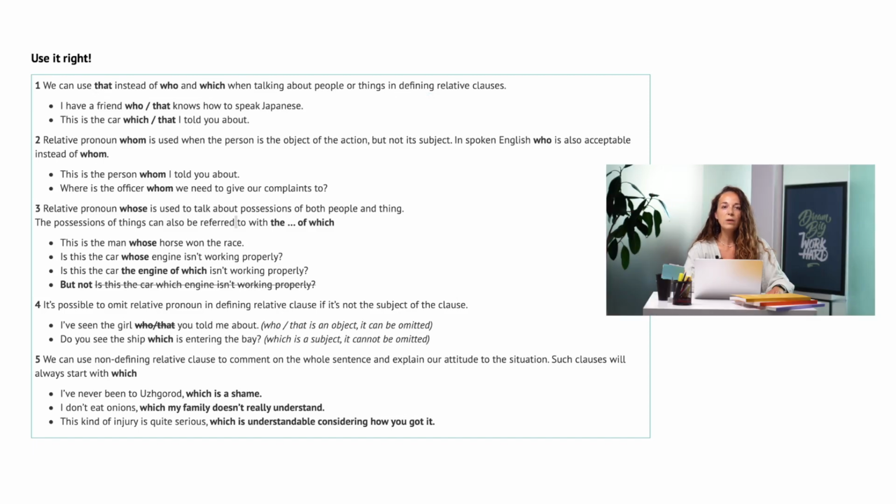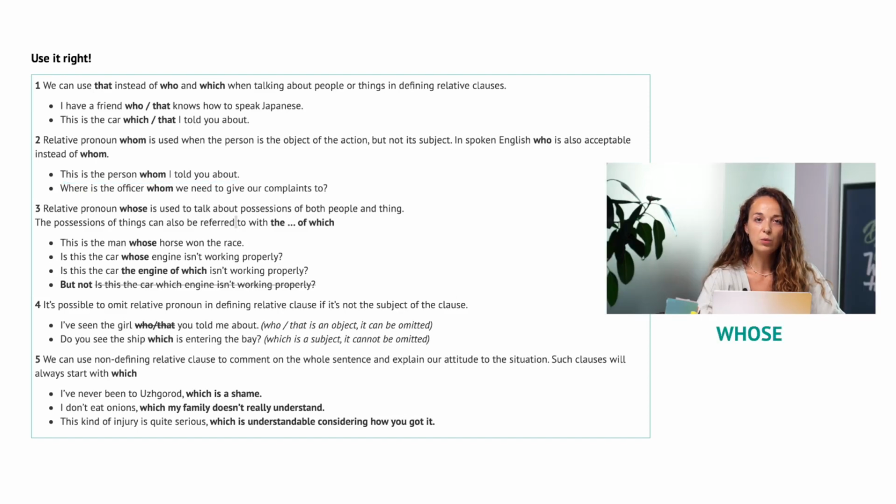2. So now we have 3 relative pronouns that are used to refer to people: who, that, whom. Is there any difference? Actually, who and that are used when the person is the subject of the sentence, basically the doer of the action. Whom is used when the person is the object. It means that we tell them, give them, explain them something, and so on. For example, this is the person whom I told you about. But if you're not sure which one to use, stick with who, because it's acceptable in spoken English these days.